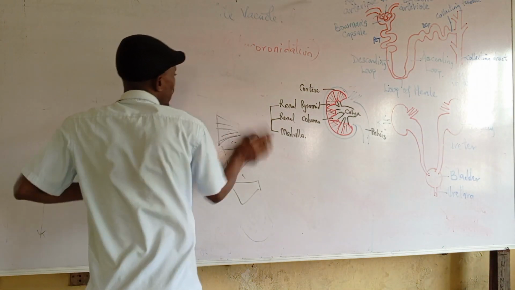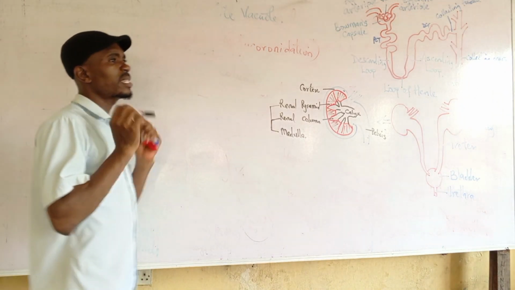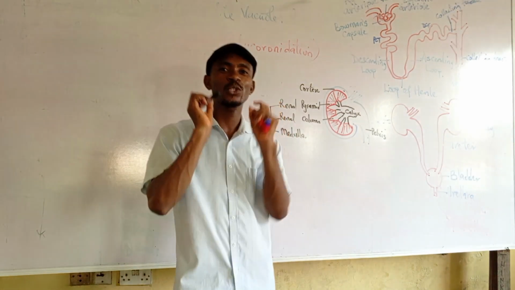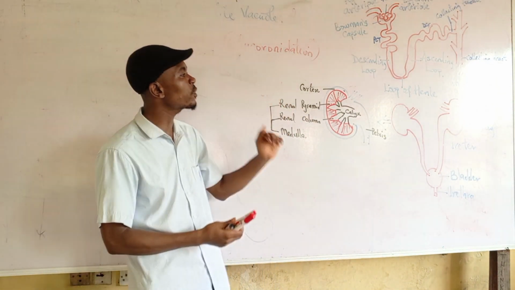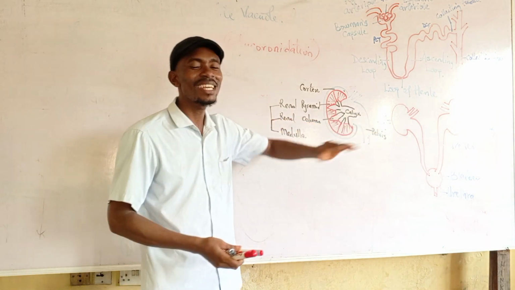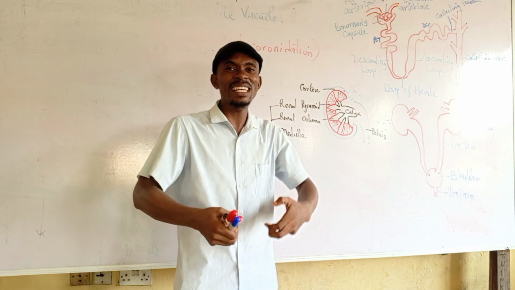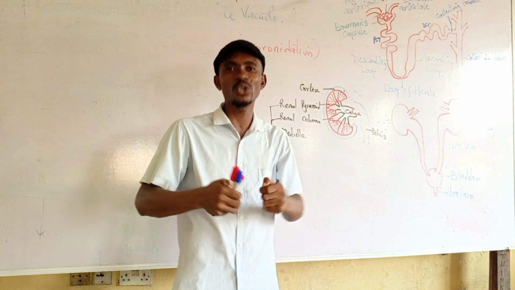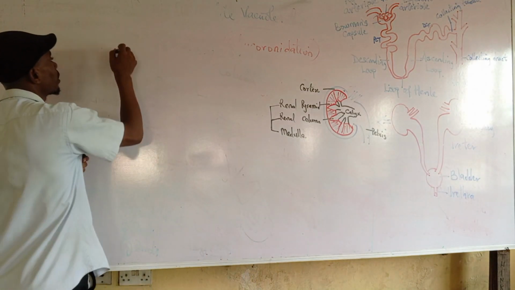Alright, so this is the kidney. Just as the cell is a functional and a structural unit of life, the structural and the functional unit of the kidney is the nephron. That is what maintains the integrity and the function of the kidneys. They are called the nephron. There are many of them. The nephron.